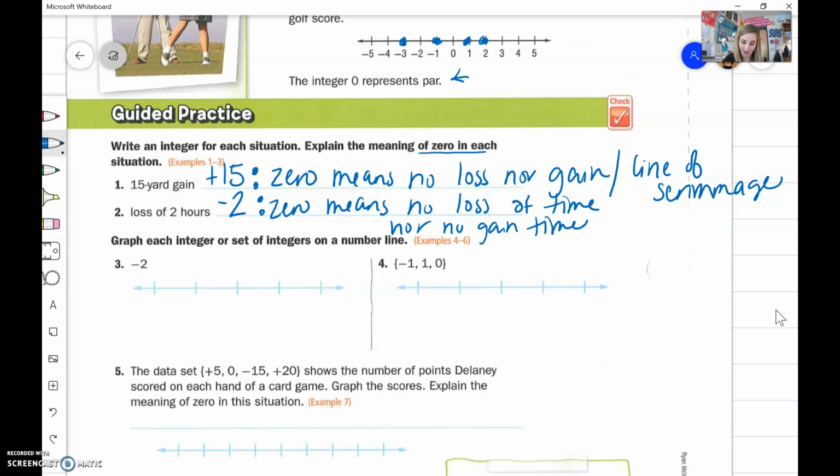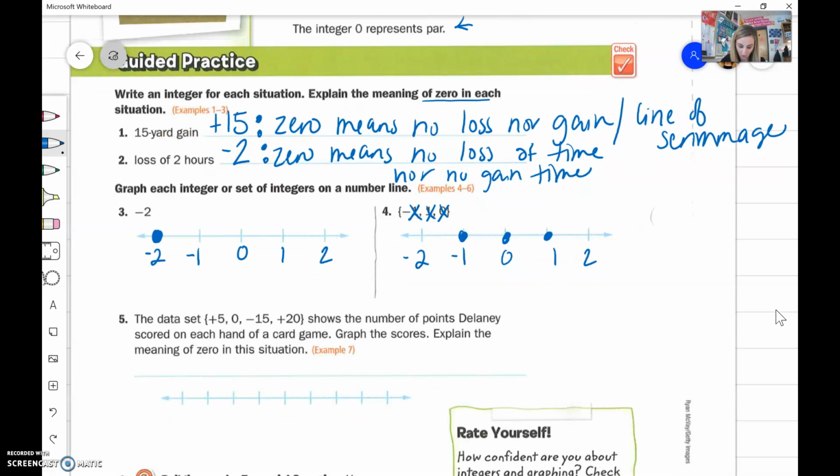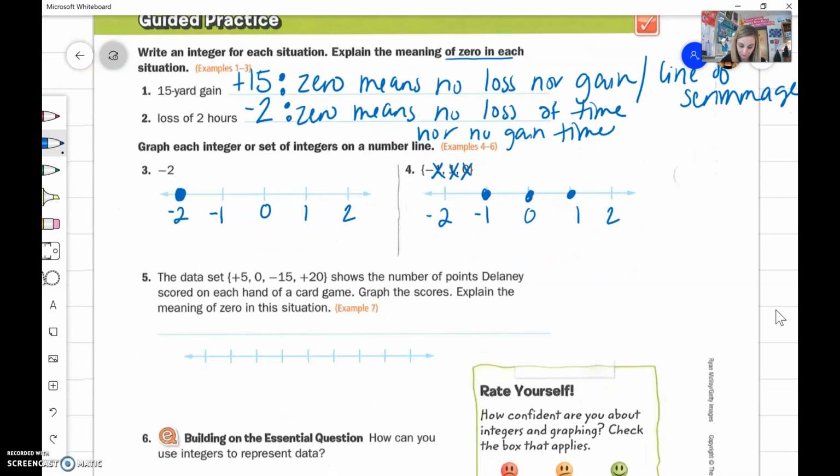All right, let's graph these integers. So -2, well, let's put a 0, 1, 2, -1, -2. And we're going to go ahead and graph that. -2 goes there. So here we go, 0, 1, 2, -1, -2. So we're going to graph -1, we're going to graph 1, and we're going to graph 0. Check, done.